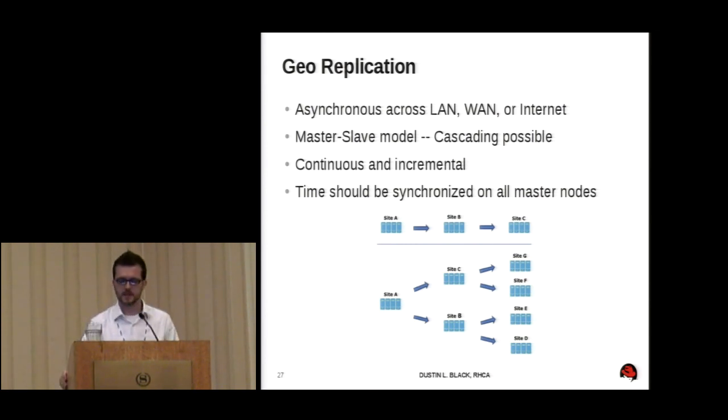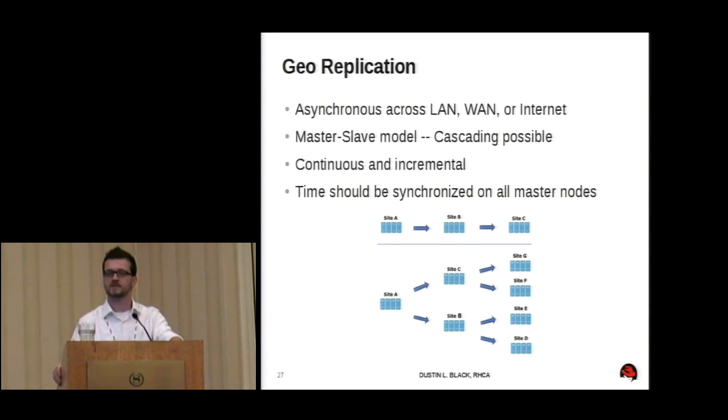Now, right now, this is a master-slave model. As of 3.3, it's still only master-slave, right? Okay. So this is essentially a one direction replication. You can get a little bit fancy with this by replicating out in a cascading model like shown in the bottom graphic there. Once this is set up, though, this is a continuous and incremental process. In the background, this is essentially using rsync to keep the data synchronized between the remote environments. One important thing that I pointed out there is that time should be synchronized on all of the master nodes, otherwise this could get really out of hand and messy.